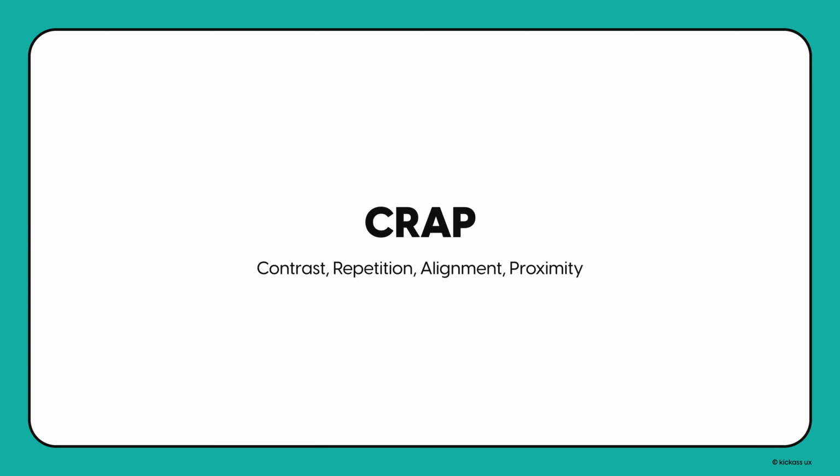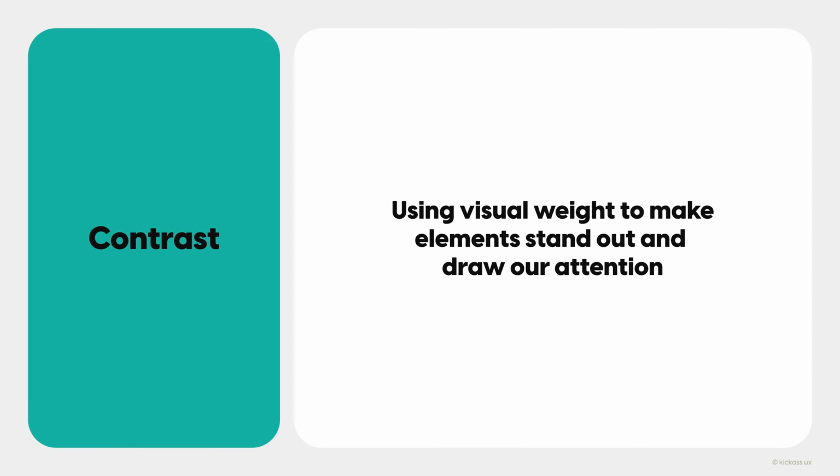And no, again, we're not talking about bowel movements. CRAP is a set of 4 design principles of layout created by Robin Williams: contrast, repetition, alignment, and proximity. Let's begin with contrast.